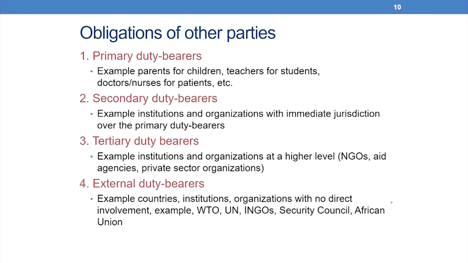Similarly, secondary duty bearers, for example institutions and organizations with immediate jurisdiction over the primary duty bearers. Tertiary duty bearers, for example institutions and organizations at a higher level, such as NGOs, and external duty bearers, for example countries, institutions and organizations with no direct involvement, such as the World Trade Organization, UN organizations, international NGOs, the Security Council, and so on and so forth. All of these are actors that can go on to ensure human rights as a part of a development paradigm. So this is just to give you a brief overview of what is contained within the human rights approach, or the rights based approach, that we are talking about. There are rights holders, and there are duties and obligations of duty bearers.